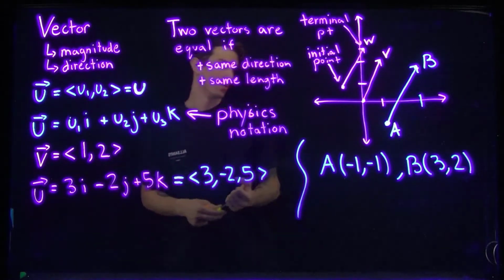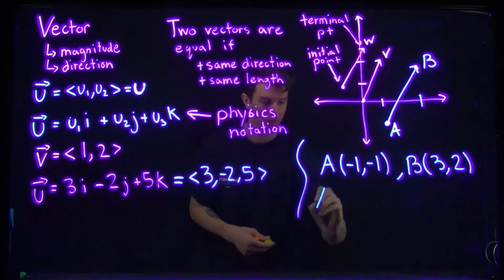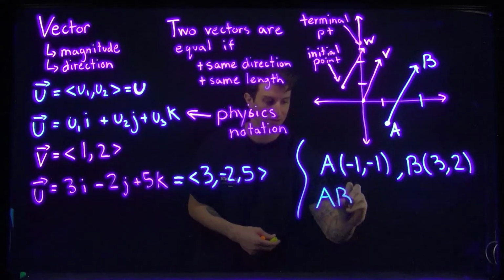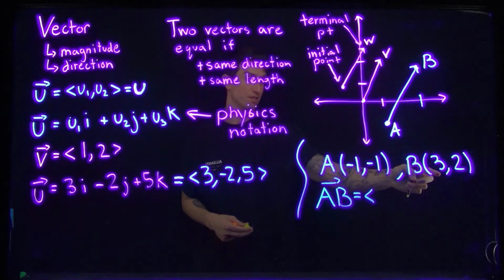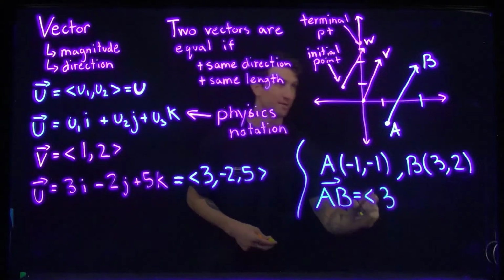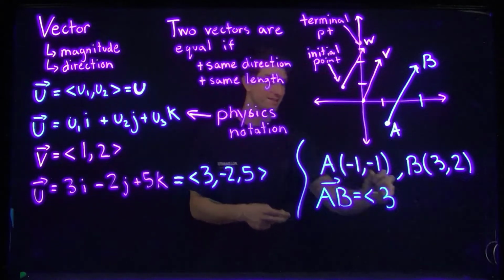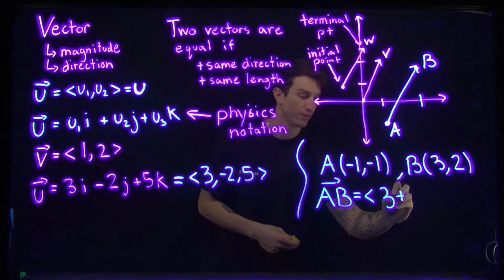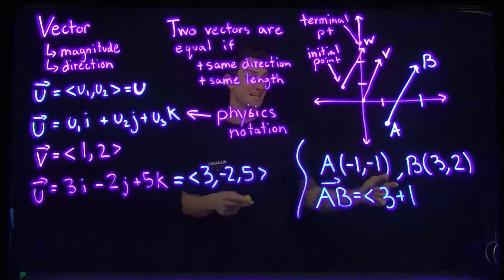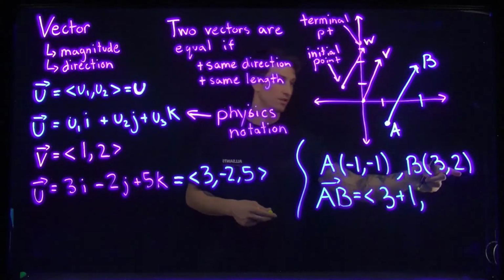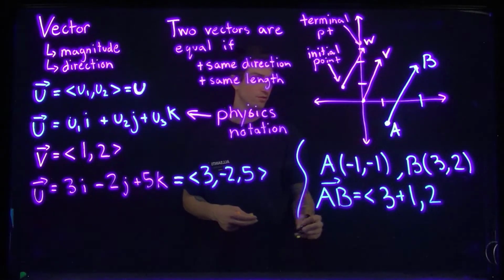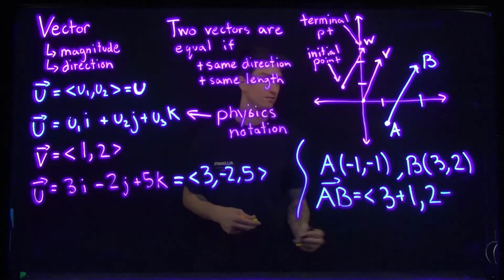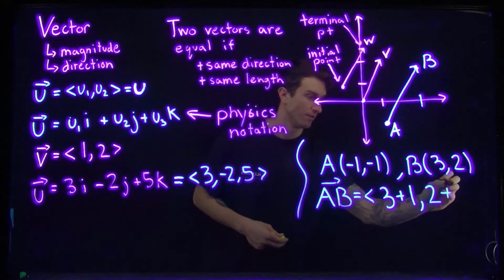And so if I want to create the vector, I call this from A to B, and this would be the notation you would see. This will be equal to my terminal point. So you want to start from the end and subtract the beginning. So 3, my terminal point, minus -1, which will be +1. So 3 minus -1. And also for my y component, the same thing. 2 minus my other -1, so +1.